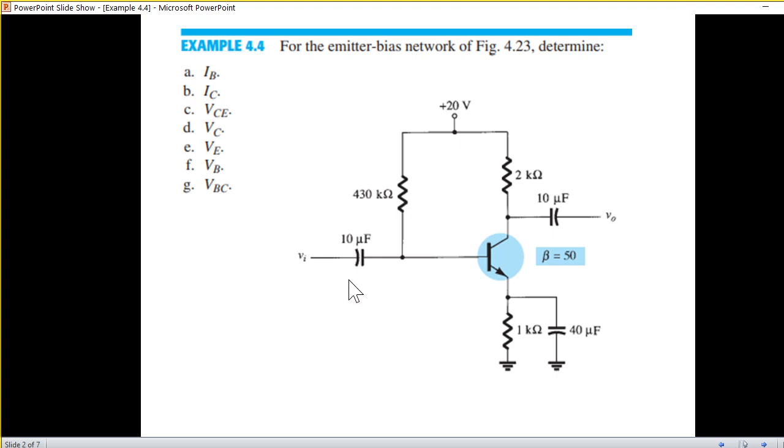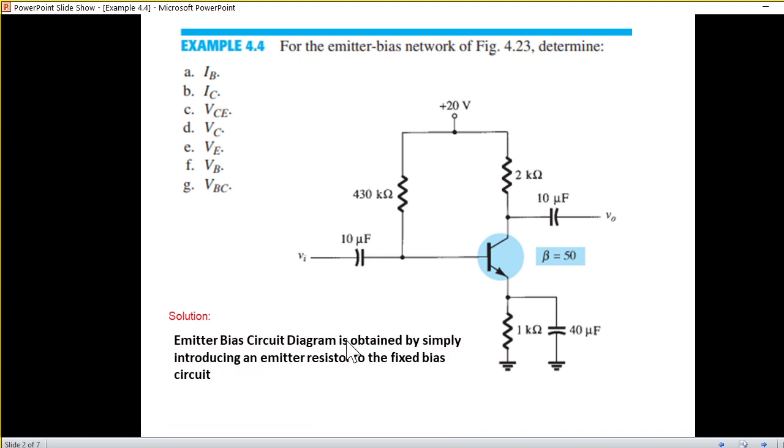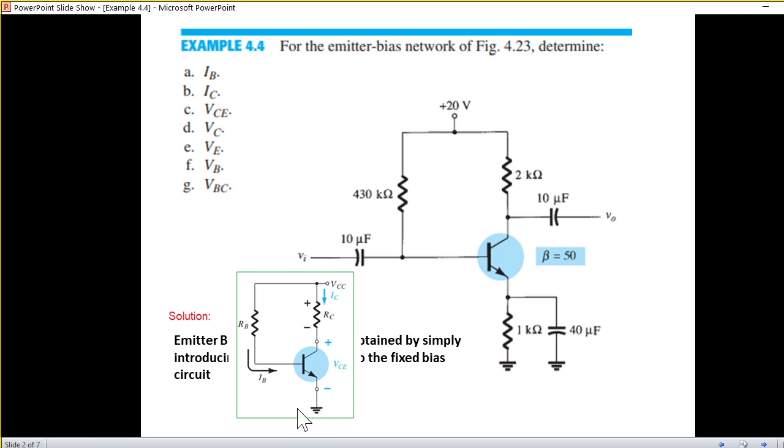Now, what is an emitter bias? Let's just discuss briefly. The emitter bias circuit diagram is obtained by simply introducing an emitter resistor to the fixed bias. So this is the emitter resistor that has been introduced in the fixed bias circuit that we have already studied. So this is a fixed bias circuit. In the emitter, we have introduced a resistor. So the circuit becomes emitter bias. Now its utility, which circuit is used, I have discussed in my videos, and as we go along, we'll also learn more about it.